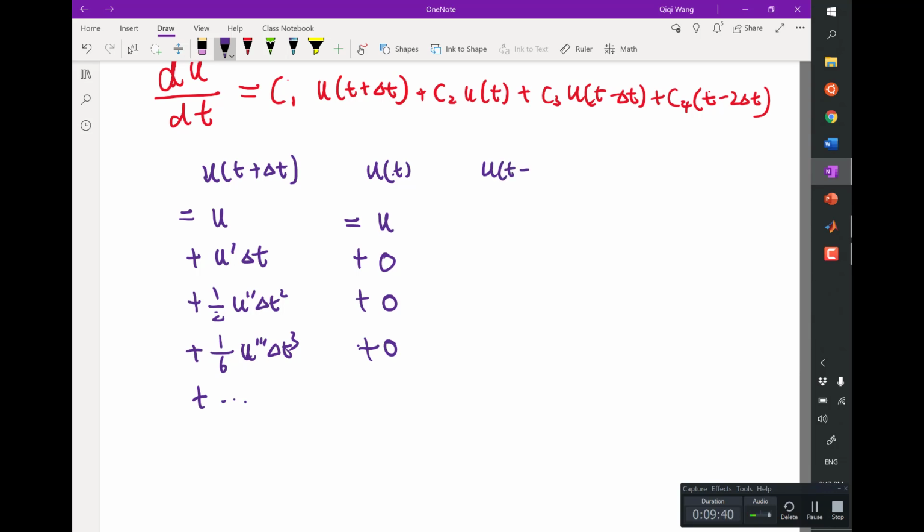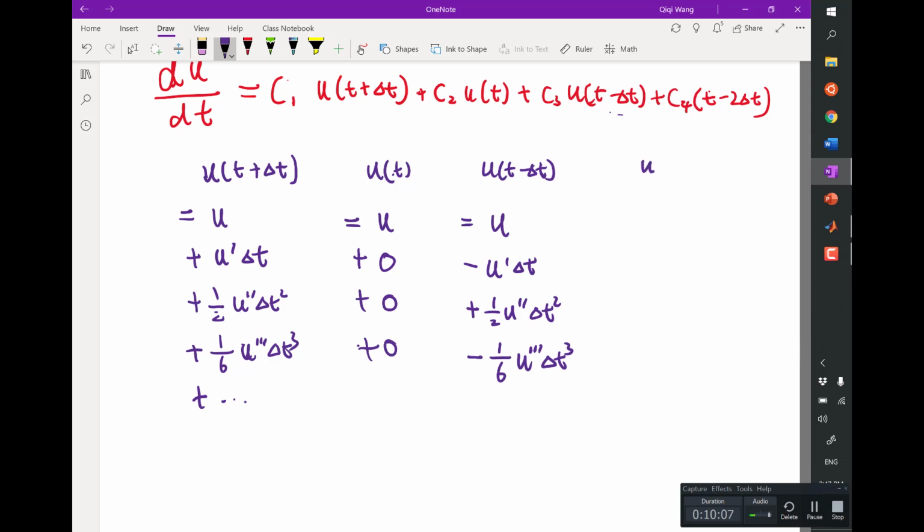For u of t minus delta t, the Taylor series expansion is u minus u prime delta t, because it's at the minus point, plus half of u double prime delta t squared. It's a plus because minus delta t squared is going to be plus delta t squared. So the third order term is going to be minus again, u triple prime delta t cubed times a sixth.